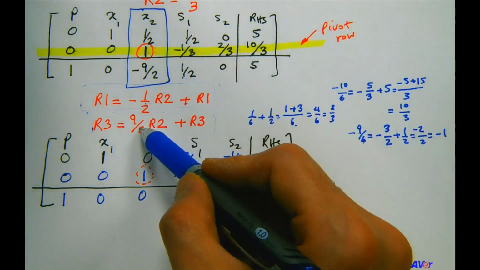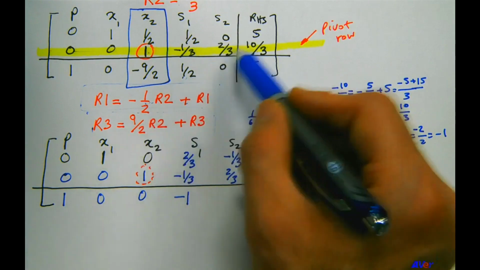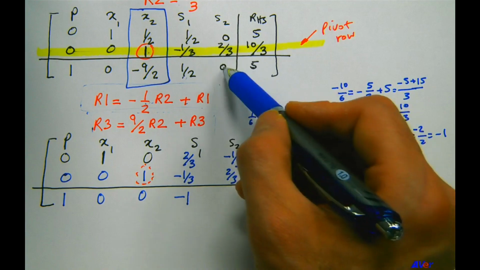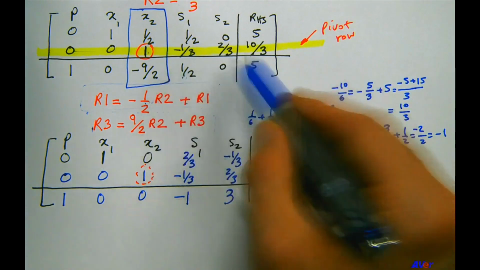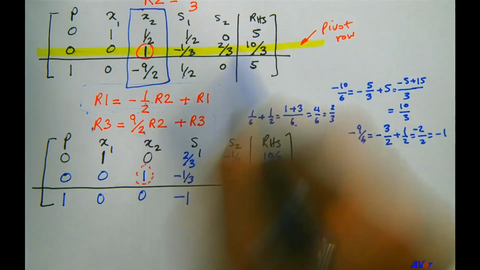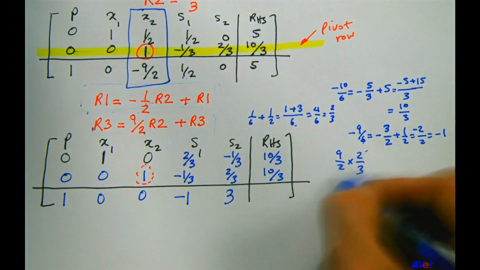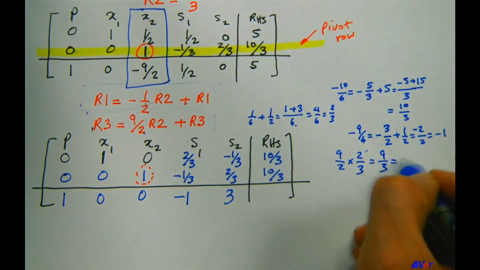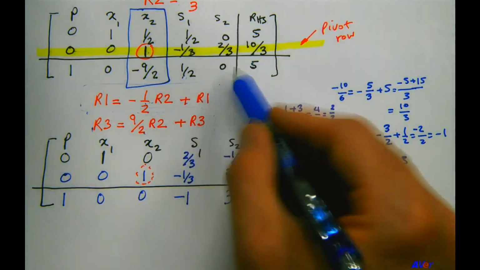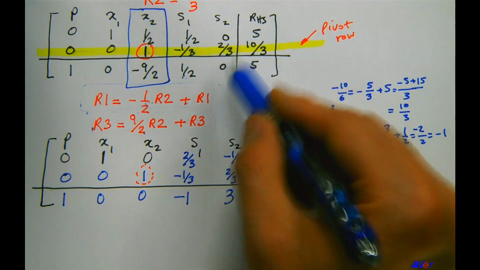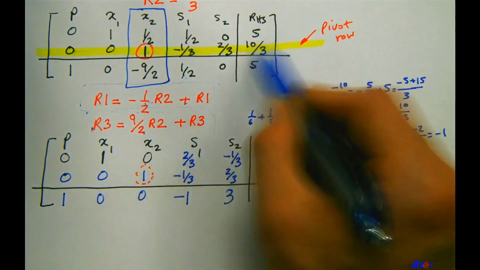9 halves times 2 over 3, it's 3, right? 9 halves times 2 over 3 is just 3. 3 plus 0 is 3. So just in case you have a question, let me show it here. 9 halves times 2/3. This 2 and this 2 cancel out. We end up with 9 over 3, which is 3. And that's the 3 you see here. But after we got 3, I had to add it to 0. 3 plus 0, we get 3 itself. Right? Okay.